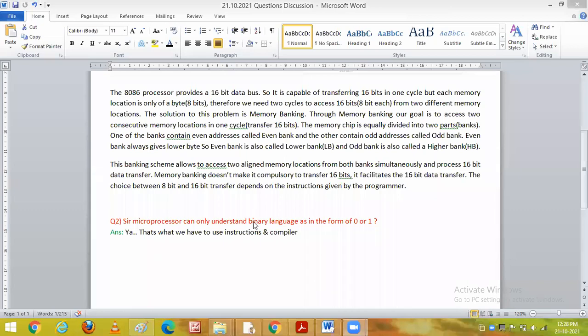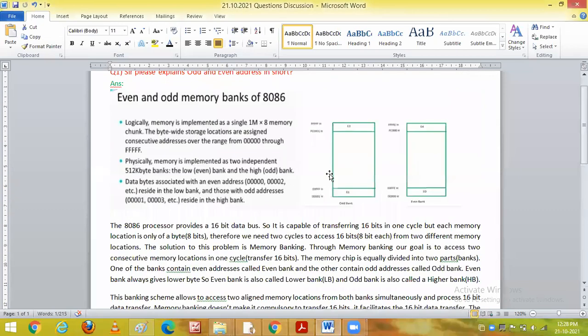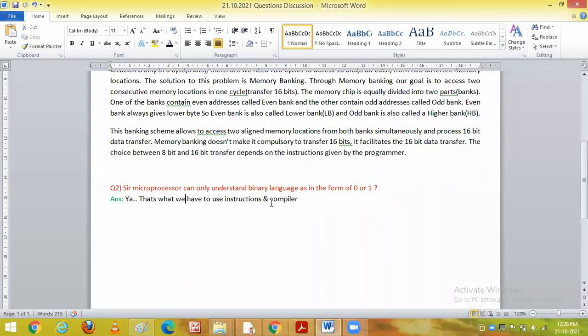Yes, same student, one more question he is asking. The microprocessor can understand binary language in the form of 0 and 1. So what is his question? His question is, the microprocessor understands only 0 and 1, but how does it understand all the 16 bits from 0001 to FFFF? It means binary, octal, decimal, and hexadecimal. Is that your question, right? Who is asking this question, please?